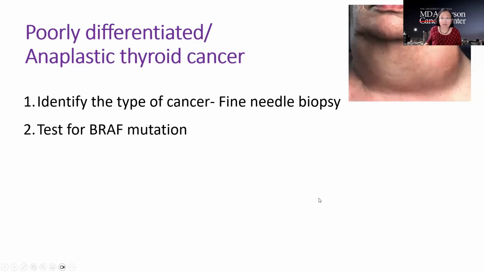Then we look for a BRAF mutation. This is always the next best step because there are FDA approved drugs available for the BRAF mutation for anaplastic thyroid cancer. So you could use it for that.